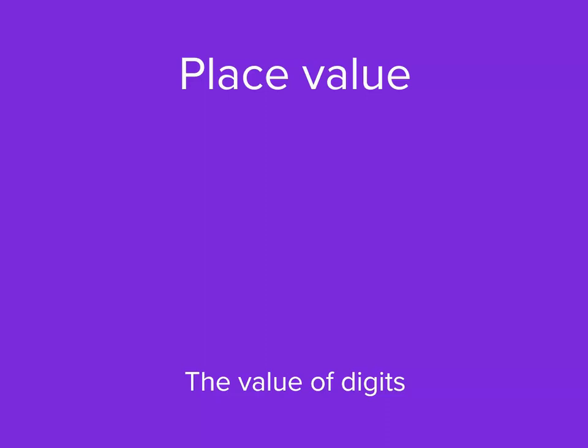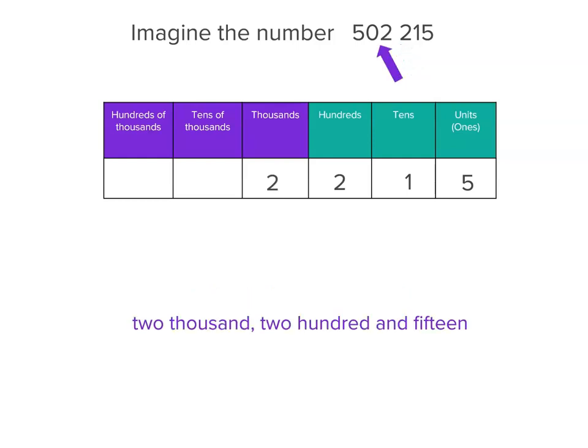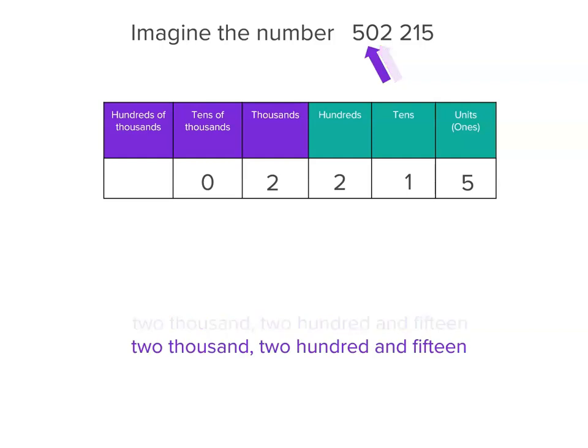When we look at a number, it's the value of the digits that's important. Imagine the number 502215. Now, if we put that in a place value table, the first five, starting from the right-hand side, goes in the units or the ones column. That's five. Then we have a one in the tens place, which makes 15. Then that two is in the hundreds place, so we have 215. Then we have two in the thousands place, so it's 2,215.